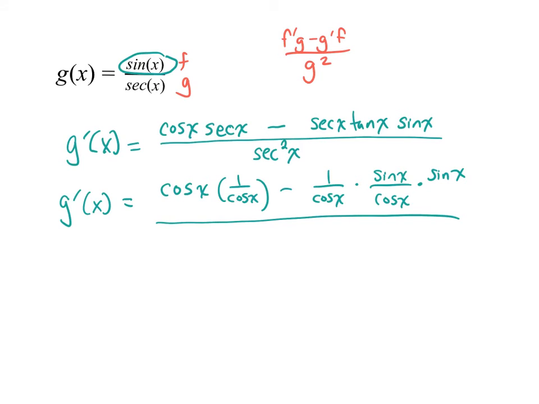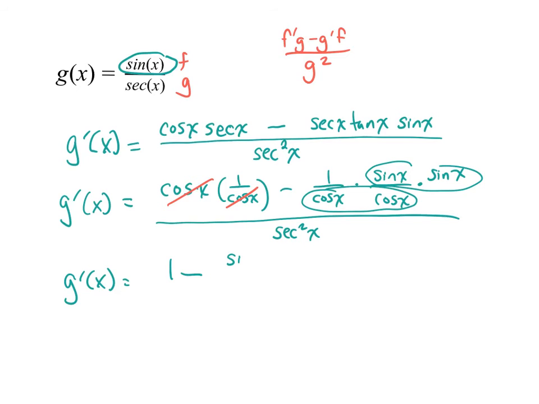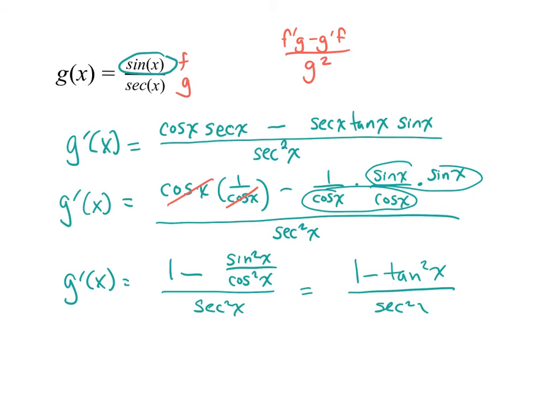So we get this all over secant squared x. And I'm just doing that to see if stuff cancels out. And you can see one thing cancels out. This cosine is on the top and bottom. So this becomes g prime of x equals 1 minus sine squared on the top and cosine squared on the bottom, all over secant squared x. So I can rewrite this as 1 minus tangent squared x, because remember, tangent is sine over cosine, all over secant squared x. I believe that's as far as I can take it.